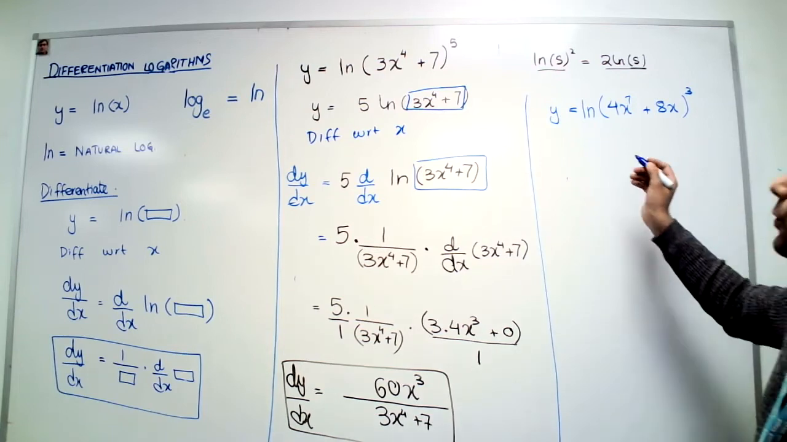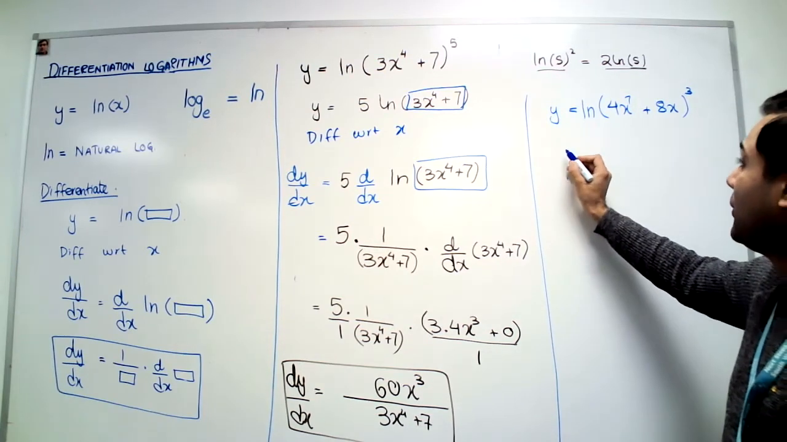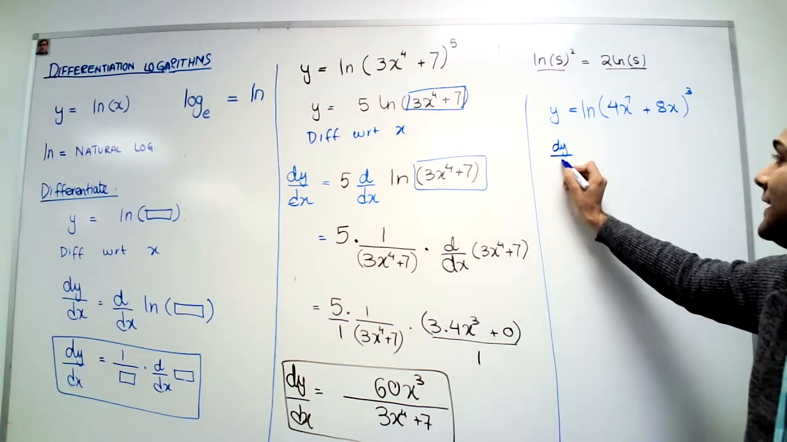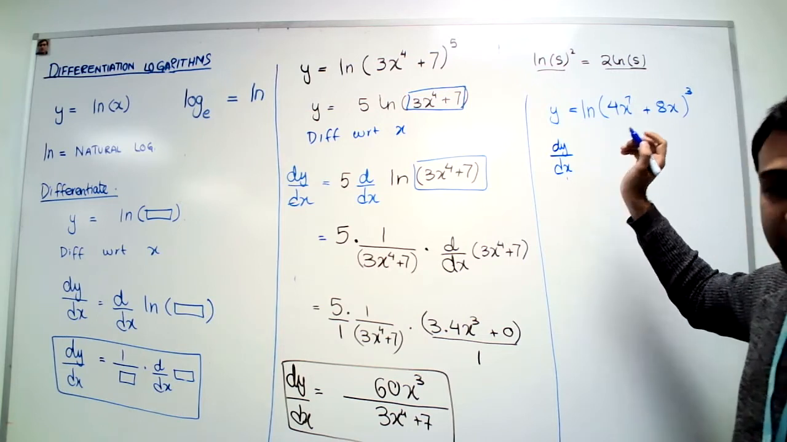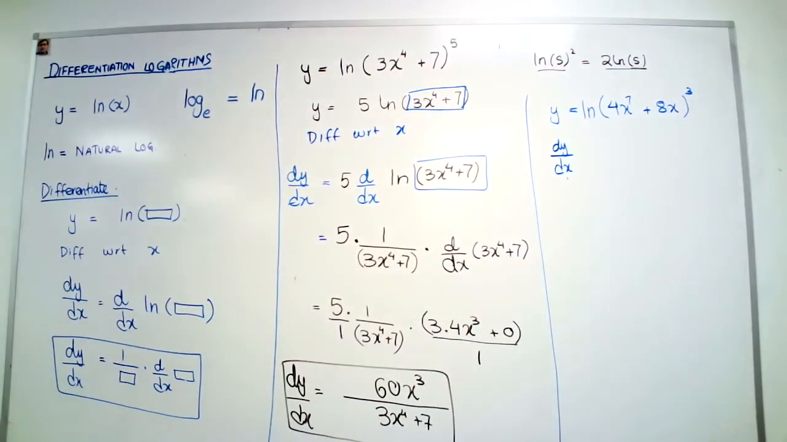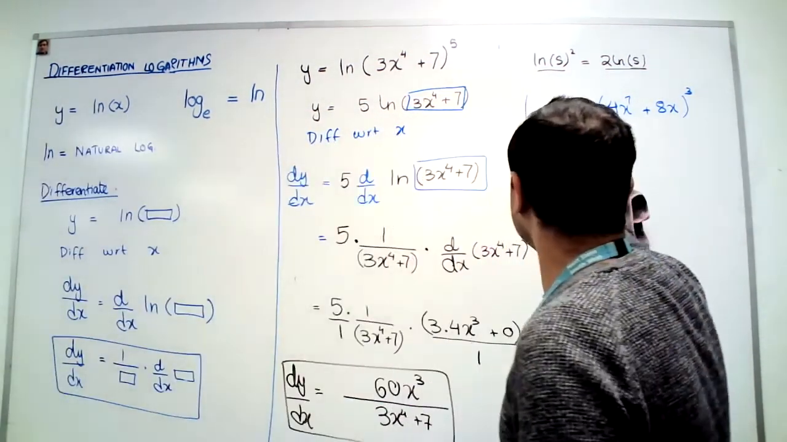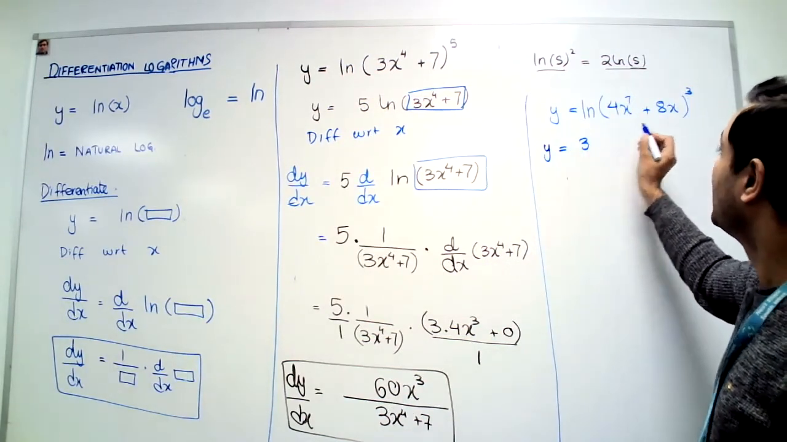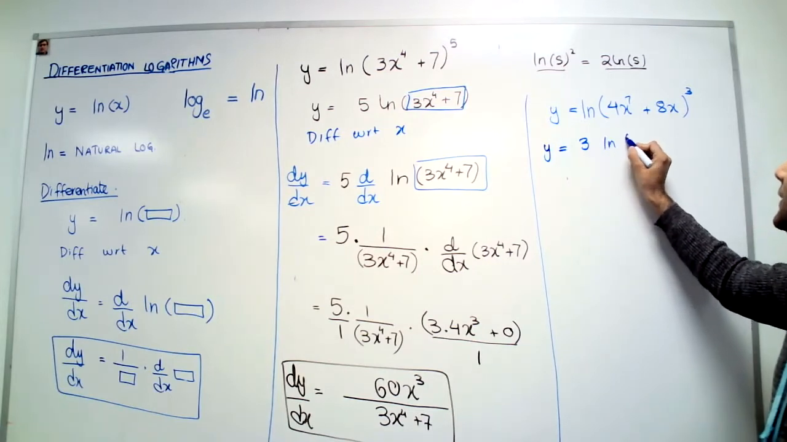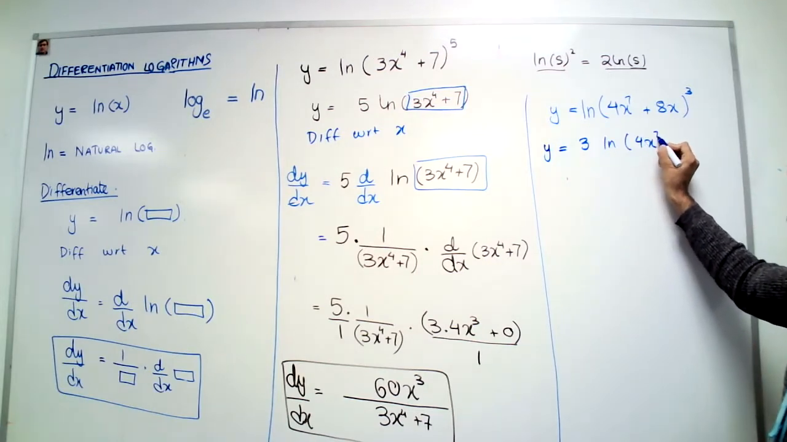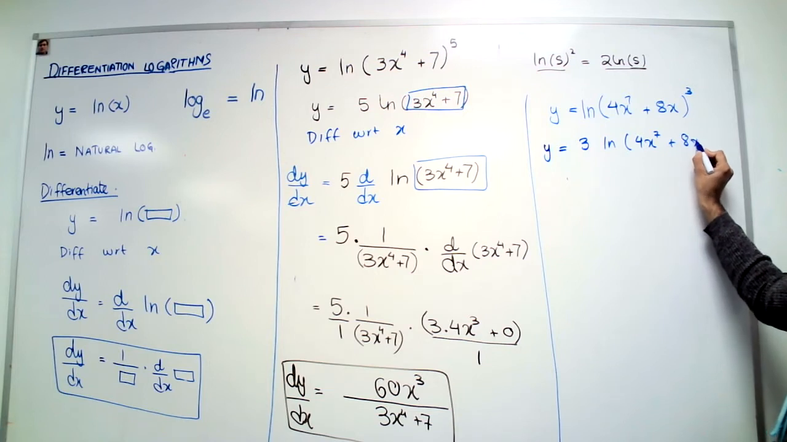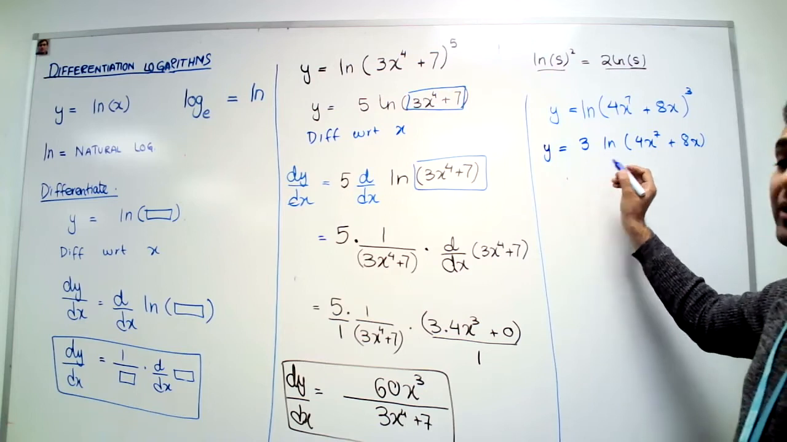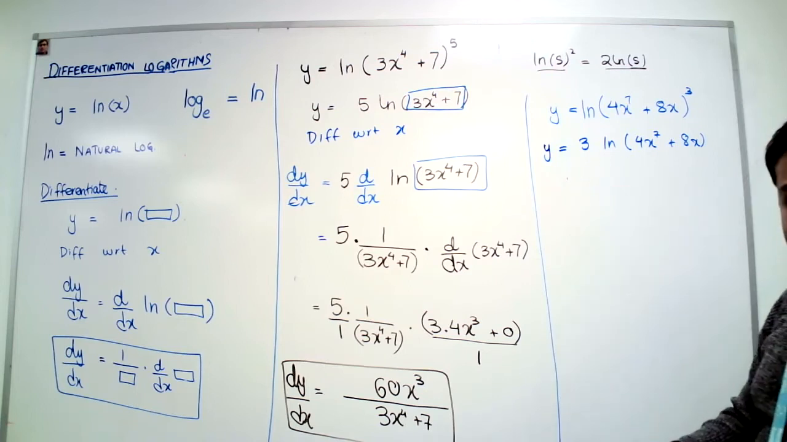Okay, when you do that on the board, let's say differentiate. So I'm not writing differentiate with respect to x, but let's say dy over dx. Oh, sorry, I can't do that. I need to do one step first. I need to write down y equals the 3 comes out, ln(4x^7 + 8x). Okay, so this 3 is being multiplied. Now, the next bit I'm going to do is differentiate with respect to x.